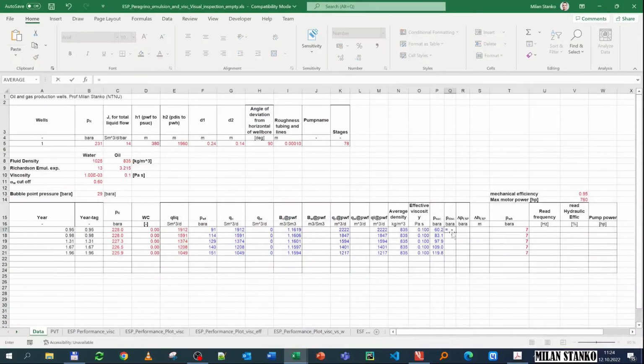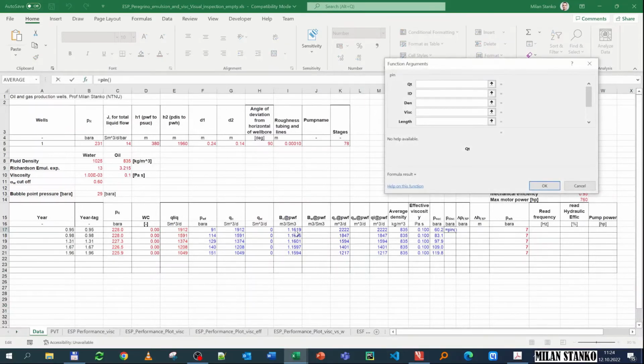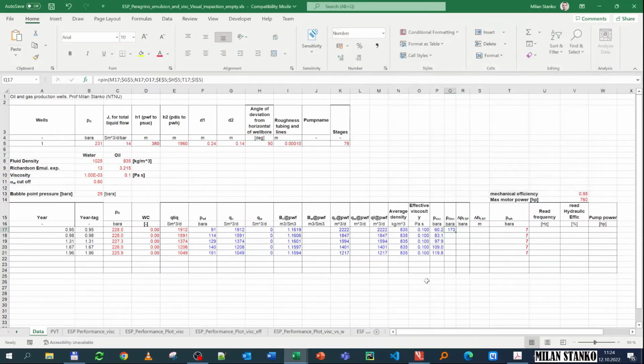Okay, so for that I calculate P in, and here I have to provide the Q, I have to provide the ID. In this case the ID will be the tubing ID, I block it, density, viscosity, length will be this length, I block it, inclination angle of the wellbore, vertical, P out, that P out will be the P at the wellhead, and the roughness is going to be this one there. Okay, so it tells you that I required 173 bar at the discharge of the pump for this case.